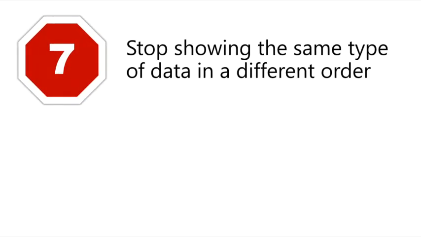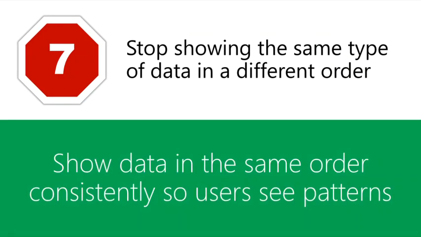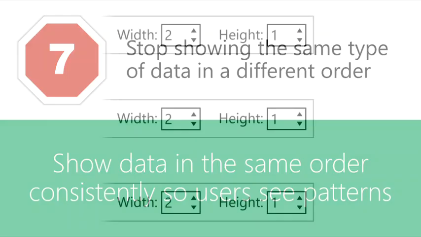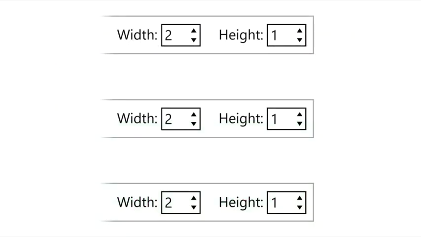Number 7, stop showing the same type of data in a different order. Instead, show data in the same order consistently so users see patterns. What do I mean by this? I mean that anytime you present data, ideally it should be presented in the same way, in the same order, with the same formatting. Why is this so important?